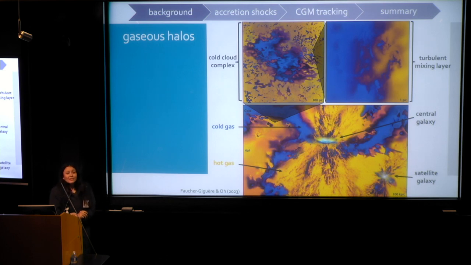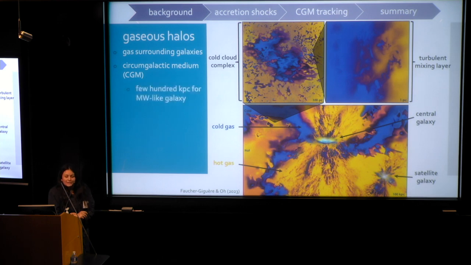So galaxies have gaseous halos, right? This is literally just the gas surrounding galaxies. We typically call this the circumgalactic medium, or CGM. And for a Milky Way-like galaxy, this is on the order of a few hundred kiloparsec. In a galaxy cluster, the gas that occupies the halo is called the intracluster medium, or ICM. And for a Coma-like cluster, this is typically a few megaparsec in size.